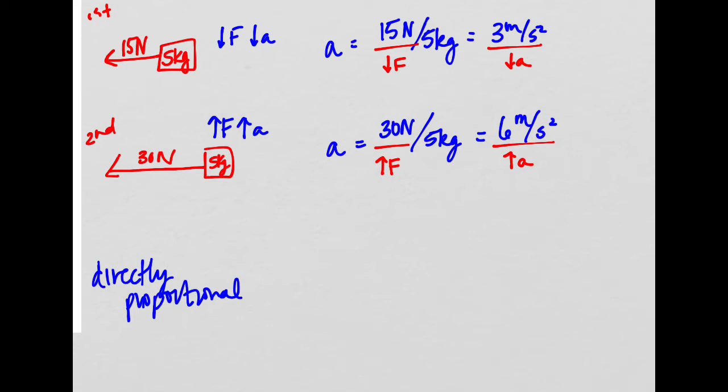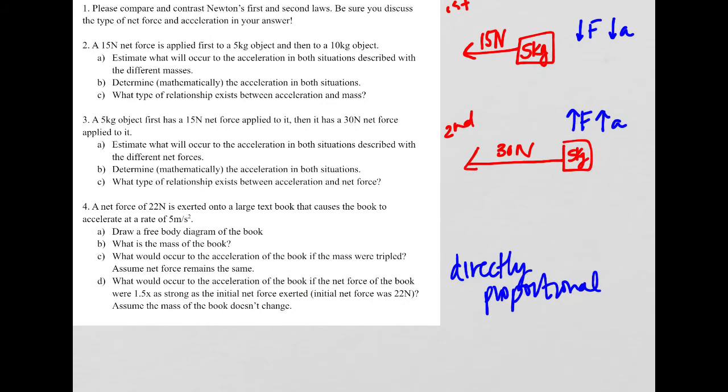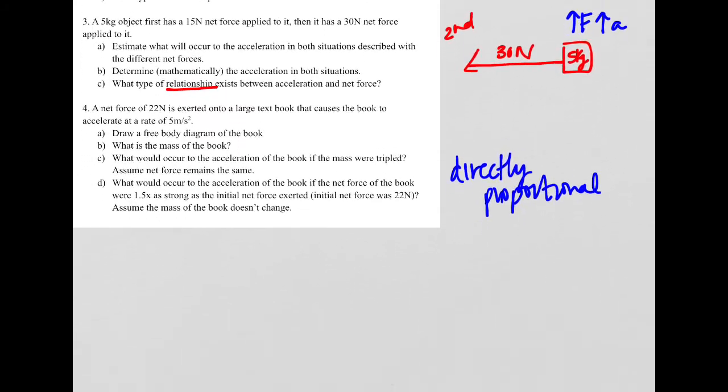And if you look at it directly proportionally, we have doubled our force, right? We exactly doubled it. 15 to 30 is a double. We do the same exact thing with our acceleration. So we did times 2 for our force, we do times 2 for our acceleration as well, right? So this shows us our directly proportional relationship, which is our answer for part C. What type of relationship exists between acceleration and net force?